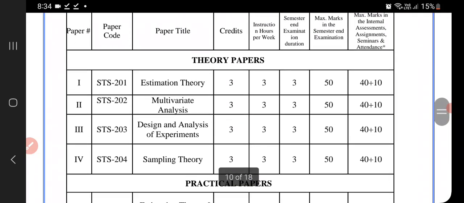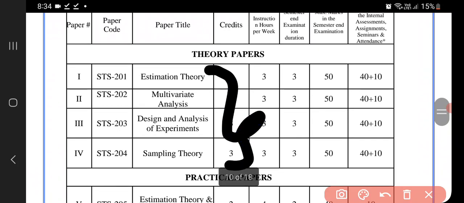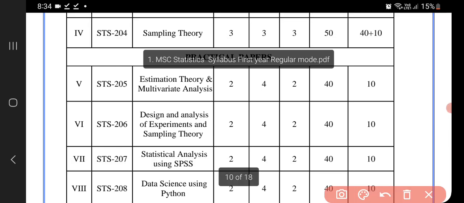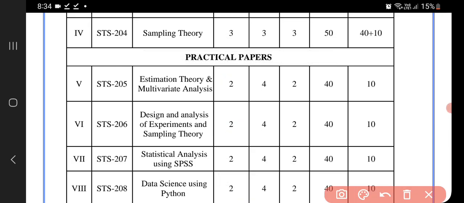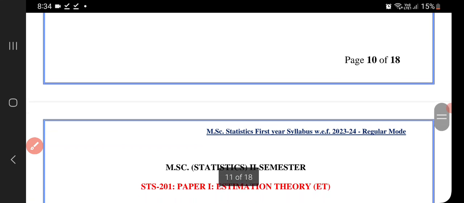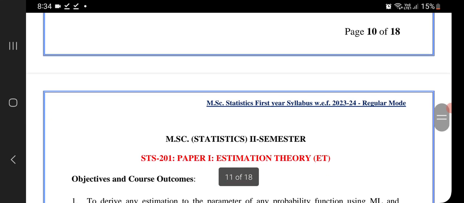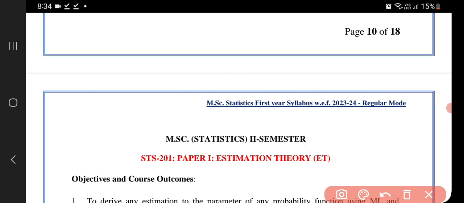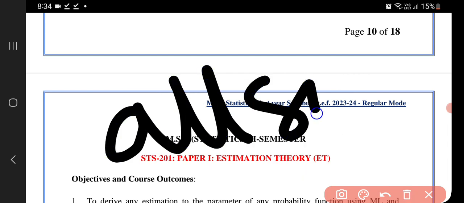In the second semester it is the same: you'll be having 4 theory papers and 4 practical papers. If you want this PDF you can download it from my Telegram channel. It includes the 2 semesters, the whole syllabus for both semesters.